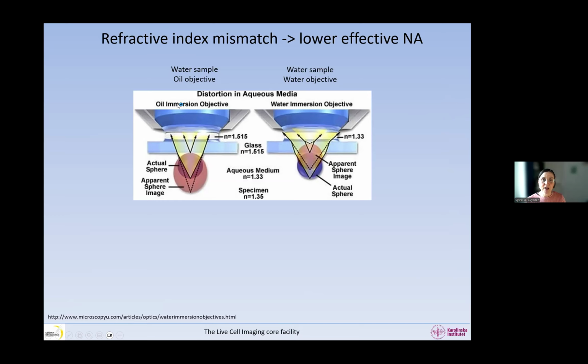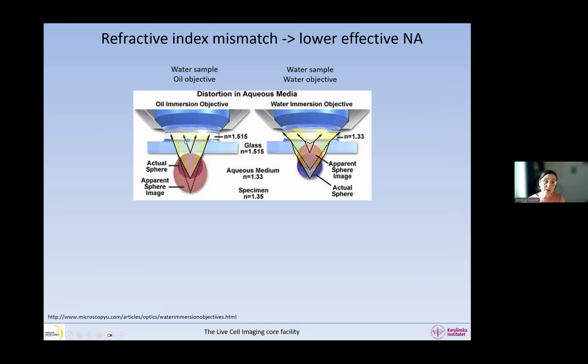Here we have a water sample, maybe some cells in water, and here we're upright. Here we have an oil objective, and here we have water. So here we're matching the refractive indices, and here we are not matching. We're using an immersion medium that has a higher refractive index. And when we are at the cover slip, there is no distortion, because the light does not travel in the medium. It goes straight into the glass.